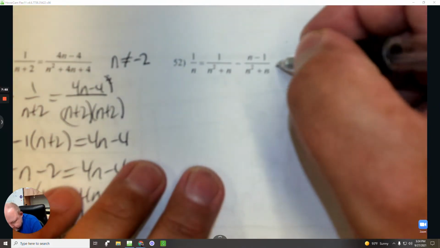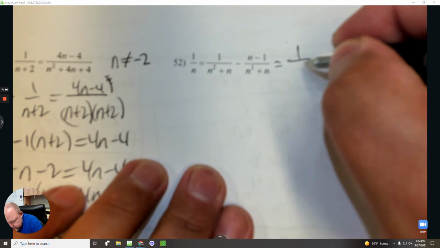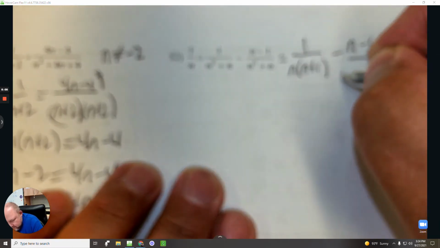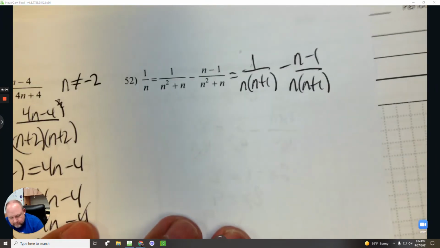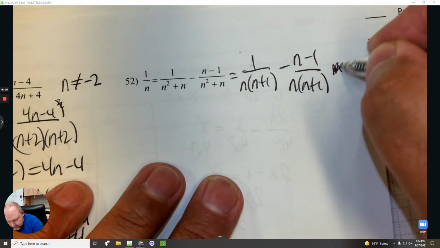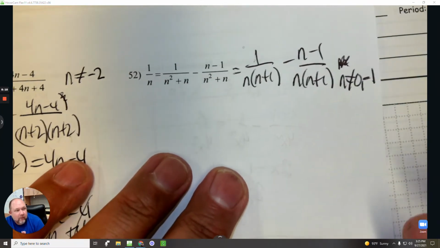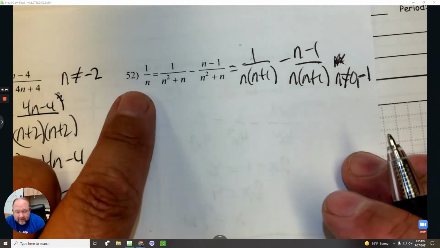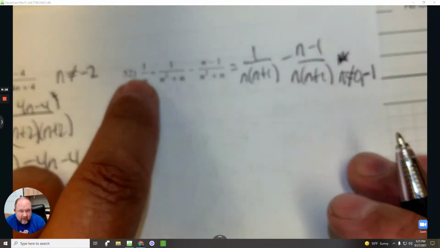Factor it. And then look, what can n not equal? So n cannot equal 0 or -1. Make the denominators the same. So this denominator needs n plus 1, top and bottom.